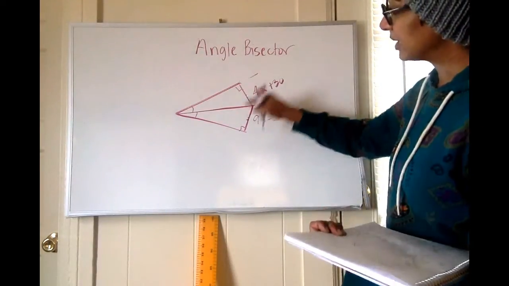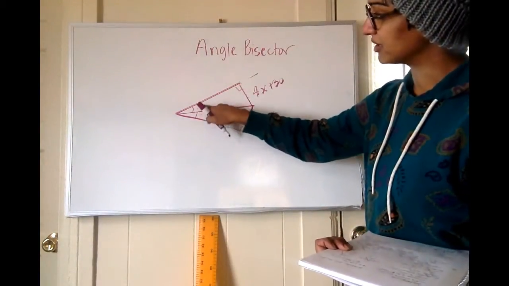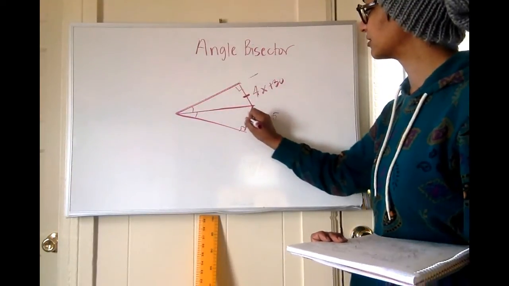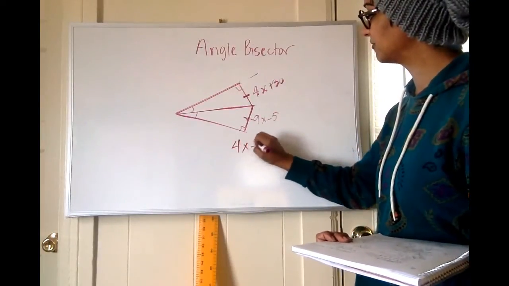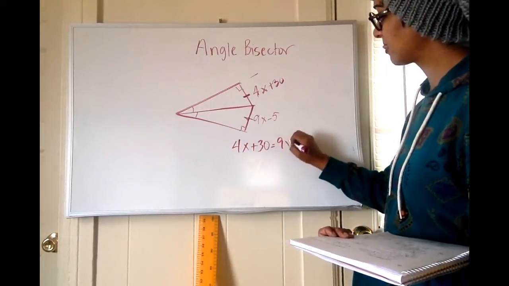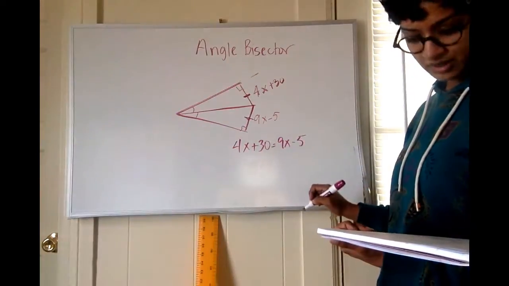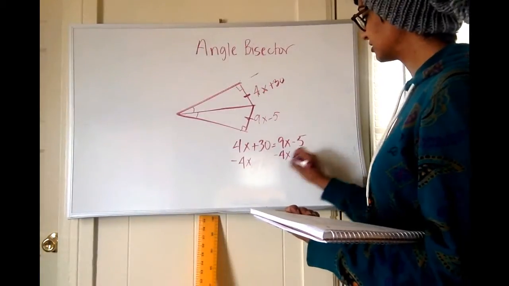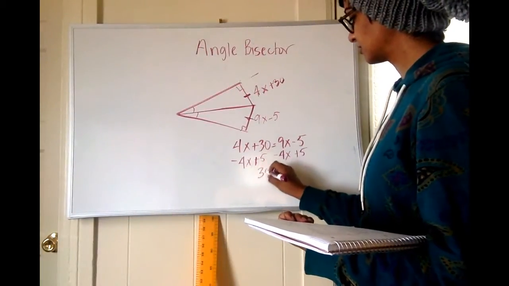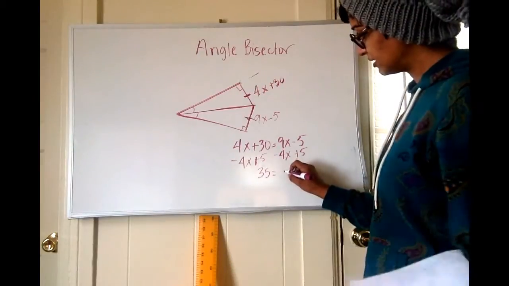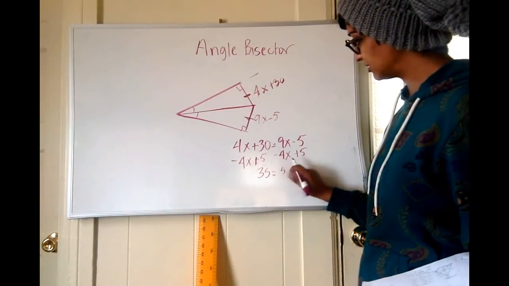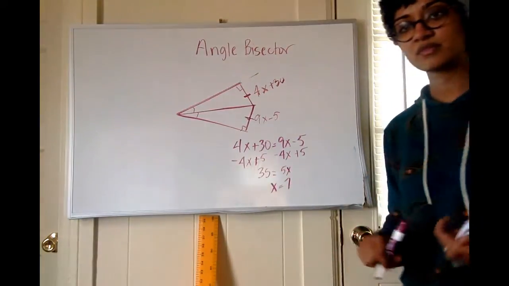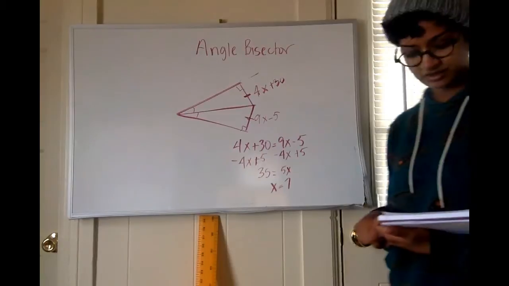Okay, so because this is an angle bisector, I know that because of my congruency lines, I can say this one is congruent to this one. I set up my formula, doing all of the math, and I'm going to move to my smaller coefficient. 35 equals 5x, and x equals 7. Okay, that's the answer for that one.